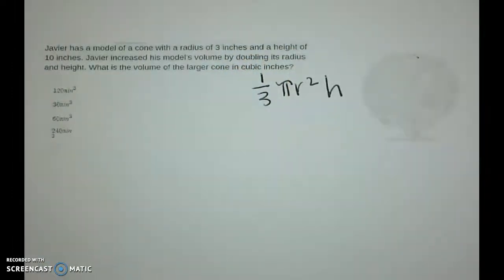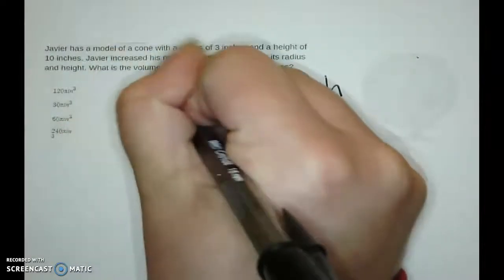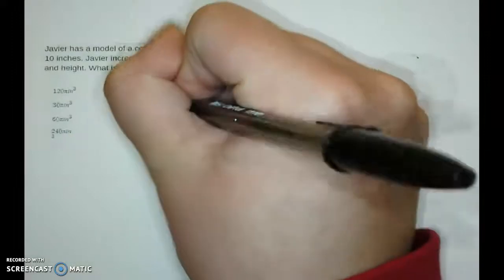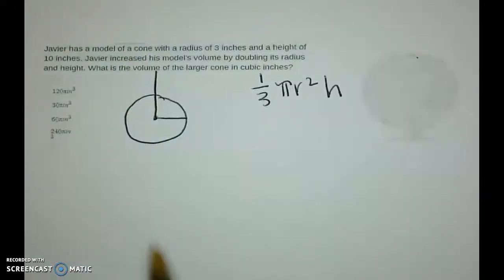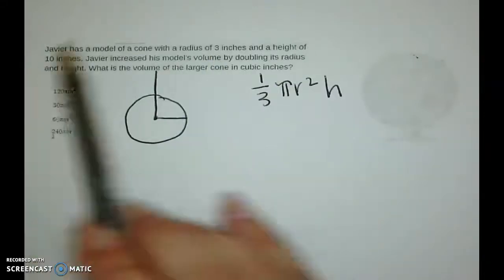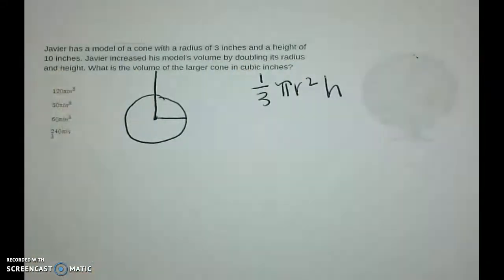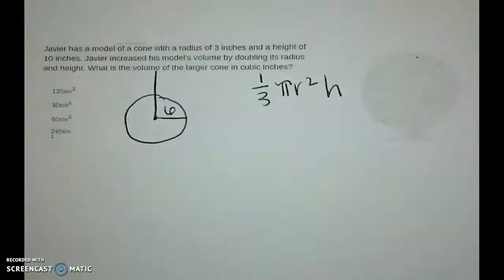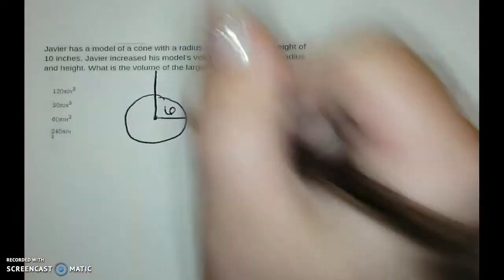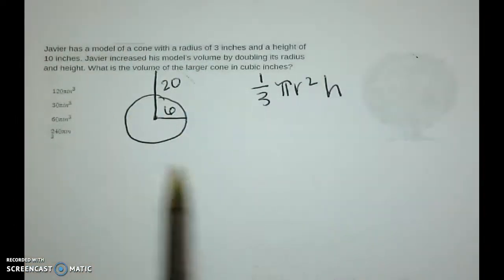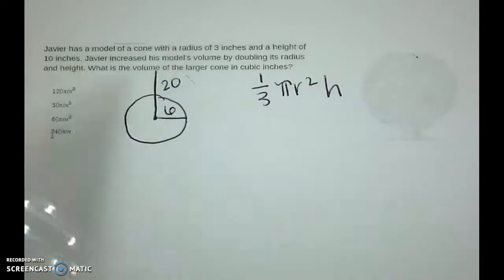Okay? Now, go ahead and draw your picture. We've got a circle with a radius, and then for a cone, I do the height in the middle, so that way you know it represents a cone. So it told me the radius was 3 and the height was 10, but he's doubling the radius and the height. So if I double 3, that gives me 6, and if I double 10, I get 20. So these are the numbers I'm going to be using in my formula, not 3 and 10.